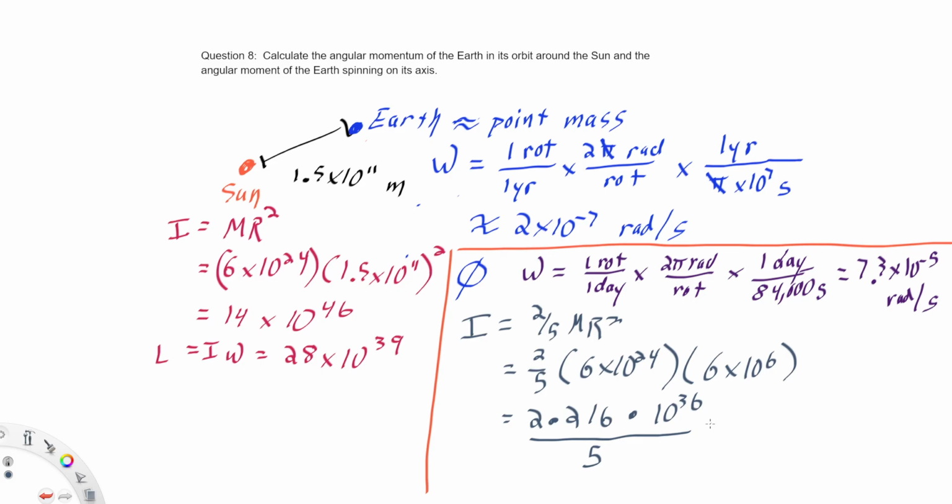Right, so this is something like 86.4 times 10 to the 36. So then the moment of inertia is I omega, or sorry, not the moment of inertia. The angular momentum is I omega. So we just smush these two numbers together.